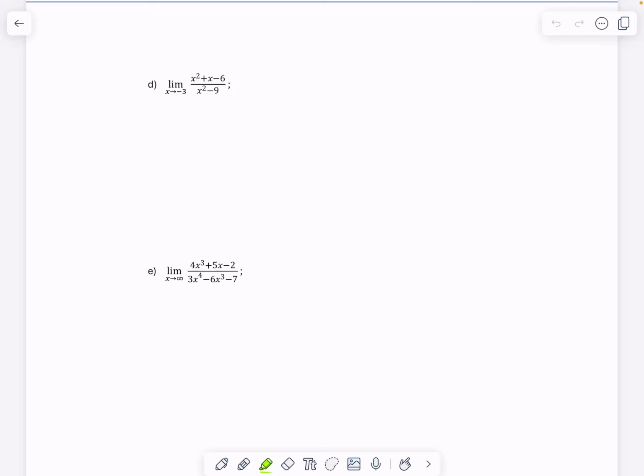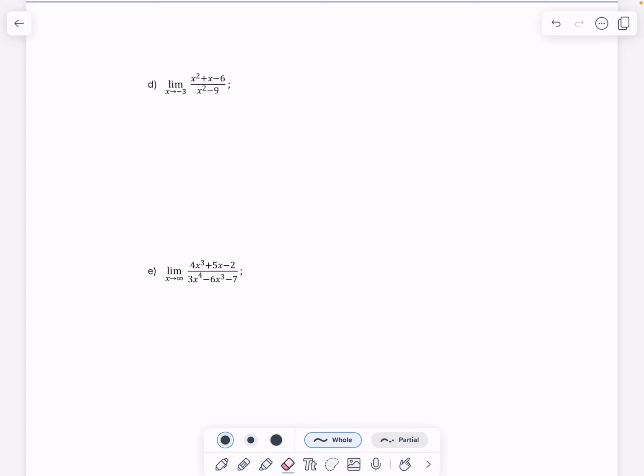Now, if you look at the first problem, the limit is as x approaches -3. If you plug in -3 into the denominator, which is x squared minus 9, you are going to get 9 minus 9. So the denominator is going to be 0, and we want to avoid that. So how can we evaluate this limit?